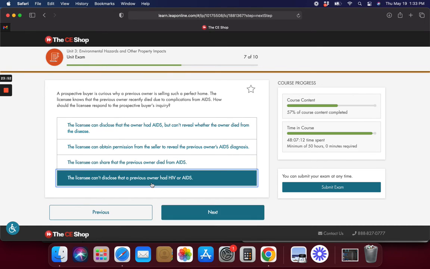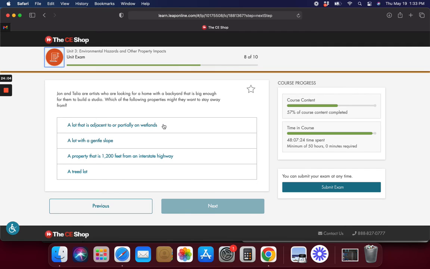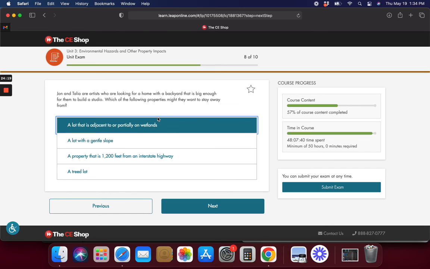All right. The licensee cannot disclose that a previous owner had HIV. All right. Jane and Tilly are artists who are looking for a home with a backyard that's big enough for them to build a studio. Which of the following properties might they want to stay away from? They want to build a studio. They don't want to go on wetlands.